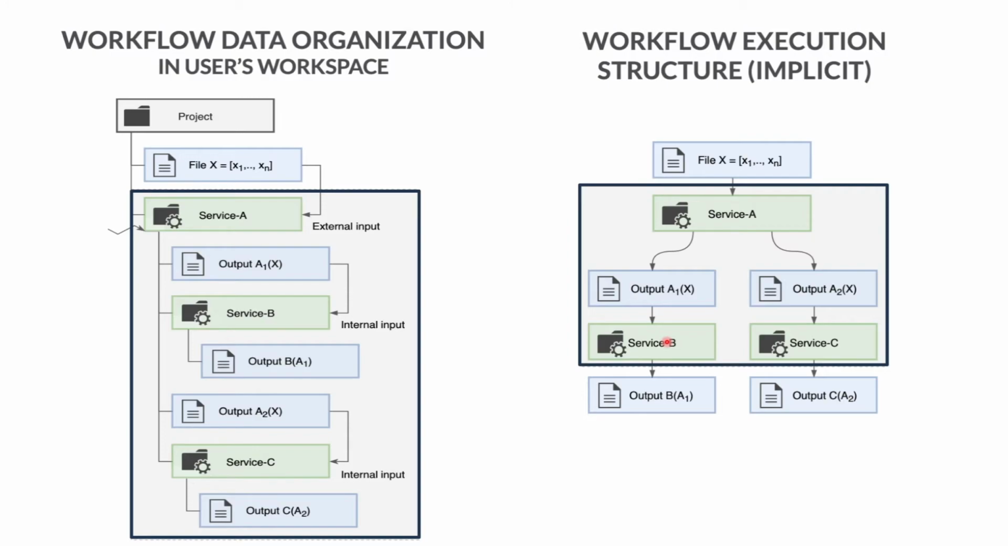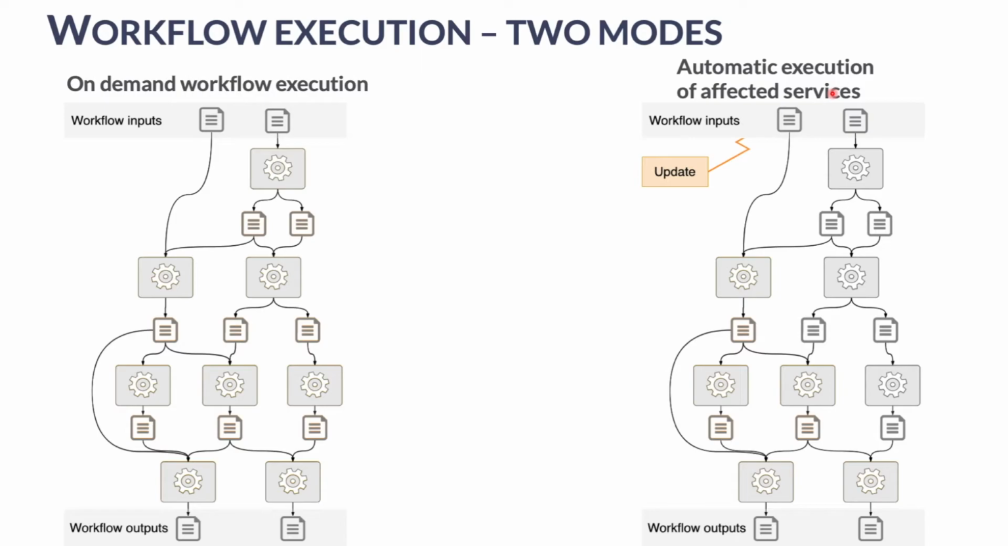Here you can see the workflow organization in the user's workspace and the implicit workflow execution structure that is based on connections between applications. In the database, we only store connections between applications and their inputs. There is no need to build or analyze the graph. Workflow execution engines support 2 models of execution. First, on-demand workflow execution executes the whole workflow whenever the user wants to. Second, automatic execution executes all the services that were affected by the input change.